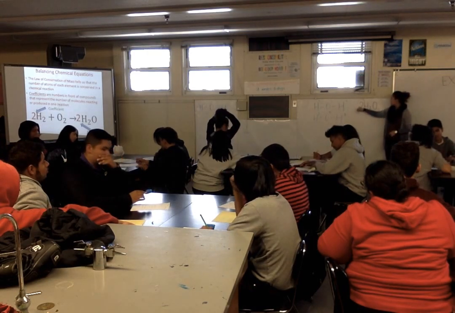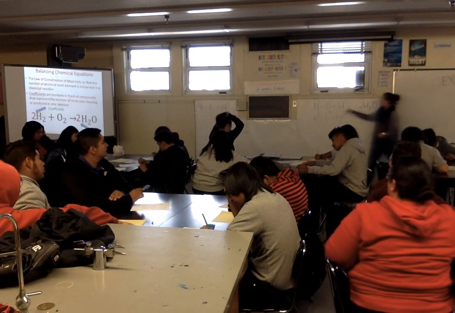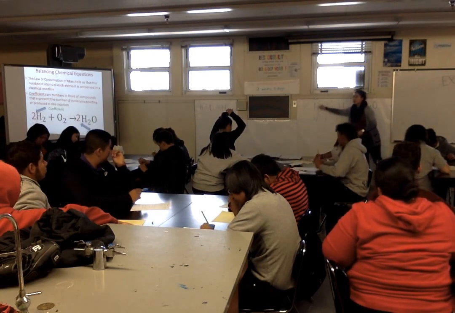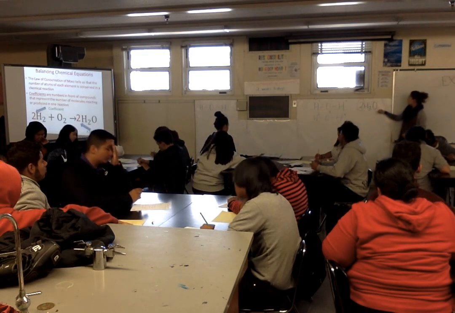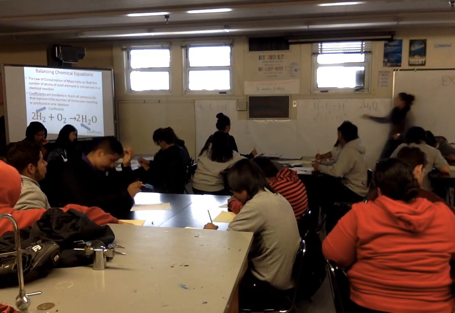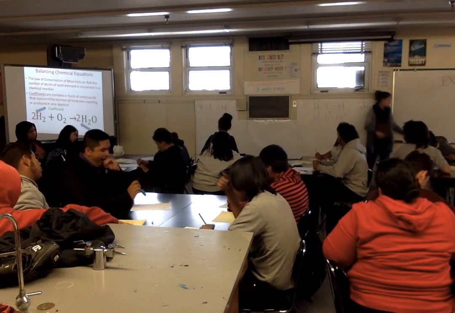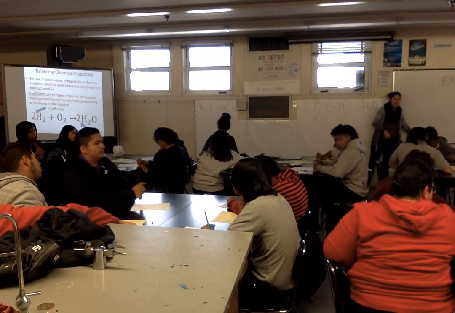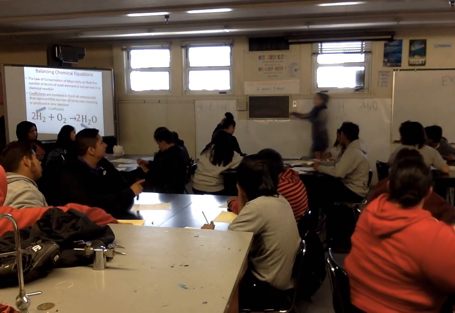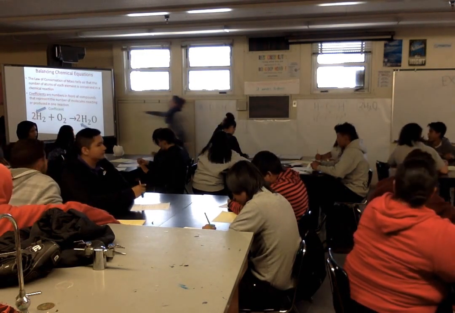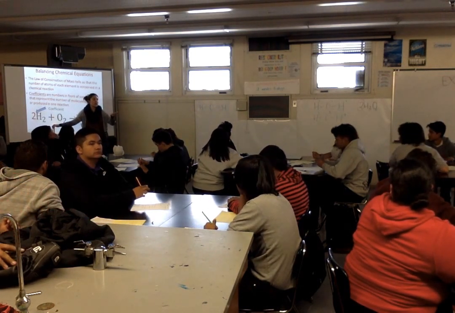Okay, so the coefficient times the subscript, that means that we have 2 times 2 is 4. That means we have 4 hydrogen atoms. 2 times 1 is 2. That means we have 2 oxygen atoms. So, we have a coefficient. When there is no coefficient written, we assume it's a 1. Just like in math. You don't have to write 1x, you just write x.